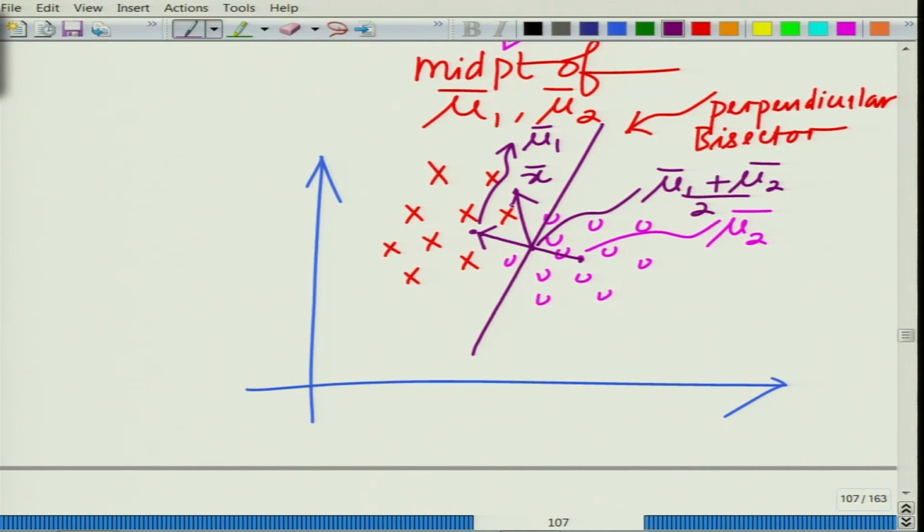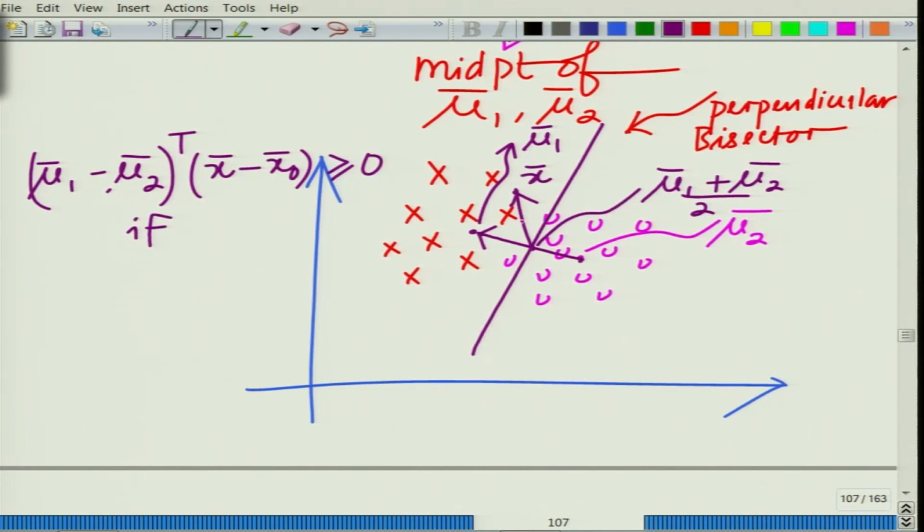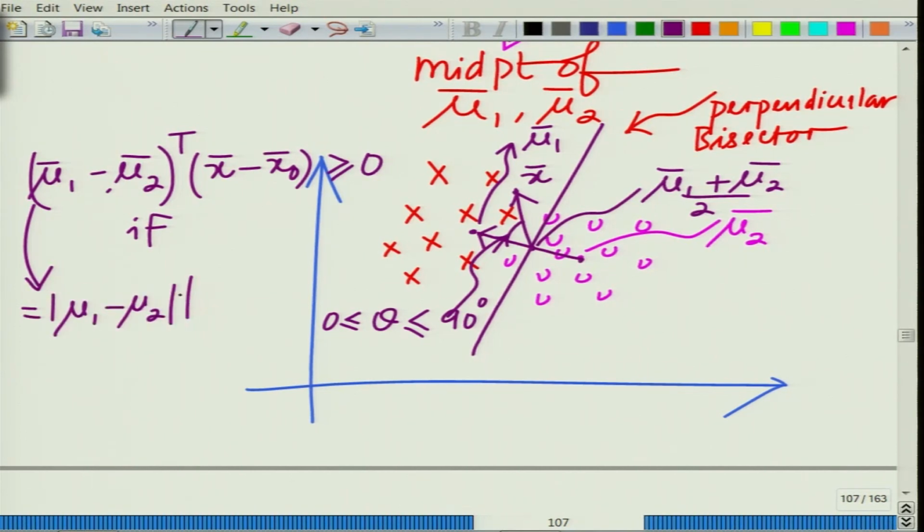So, now if you look at it, your mu 1 bar minus mu 2 bar transpose x bar minus x naught bar, which is the dot product between these two vectors, is greater than or equal to 0 if this angle theta lies between 0 and 90 degrees, because remember this is essentially equal to the norm of mu 1 minus mu 2 times the norm of x bar minus x naught bar times cosine of theta, where theta is the angle between x bar minus x naught bar, that is x bar minus the midpoint mu 1 bar plus mu 2 bar by 2, and mu 1 bar minus mu 2 bar.